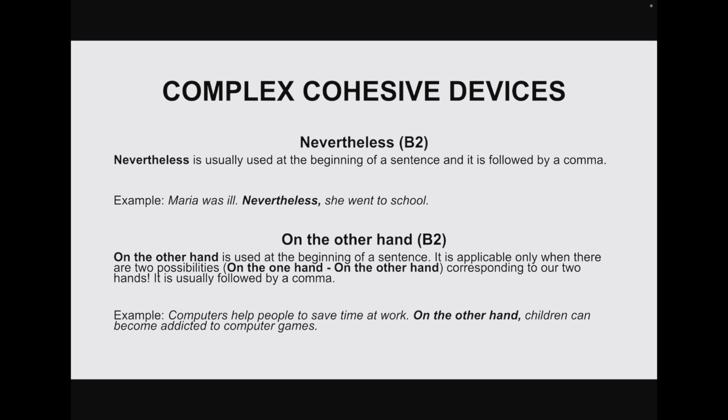On the other hand, is used at the beginning of a sentence. It is applicable only when there are two possibilities, on the one hand, on the other hand, corresponding to our two hands. It is usually followed by a comma too. For example, computers help people to save time at work. On the other hand, children can become addicted to computer games.